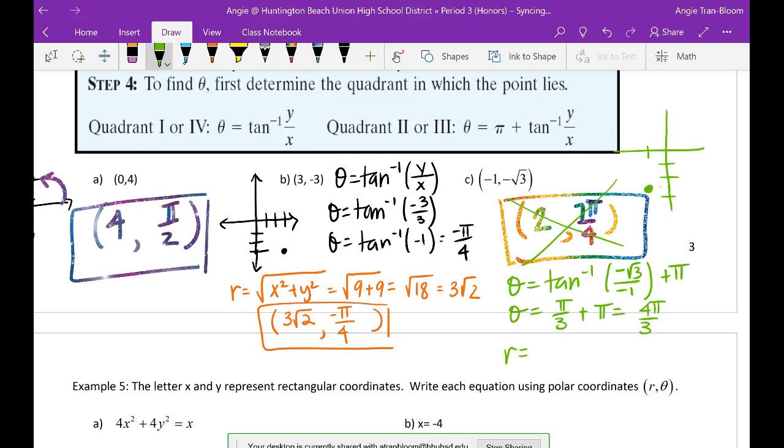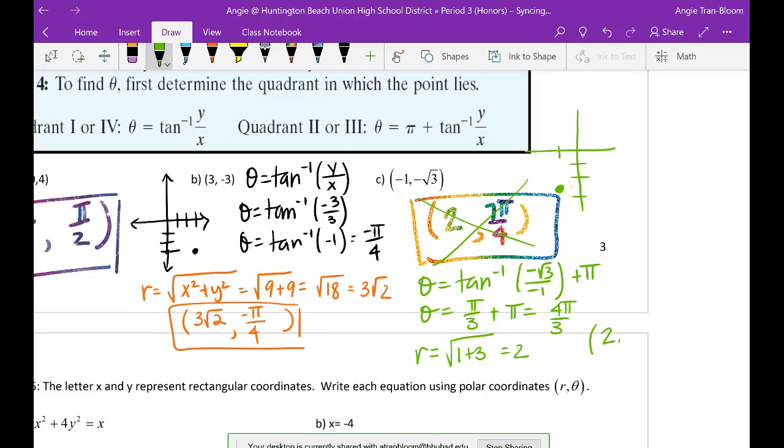Okay. r equals the square root of x squared plus y squared. 1 squared is always 1, right? Yes. Radical 3 squared is always 3. So this is 2. So the final answer is 2 comma 4 pi over 3.